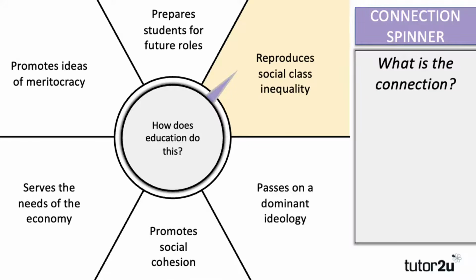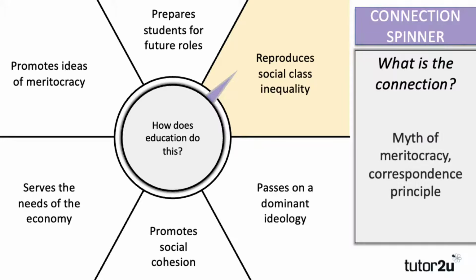I've picked one that we could have used for the first one. Let's show the correspondence principle. Myth of meritocracy I've got up there as well. Lots of those ideas were good in there as well. How education reproduces social class inequality.